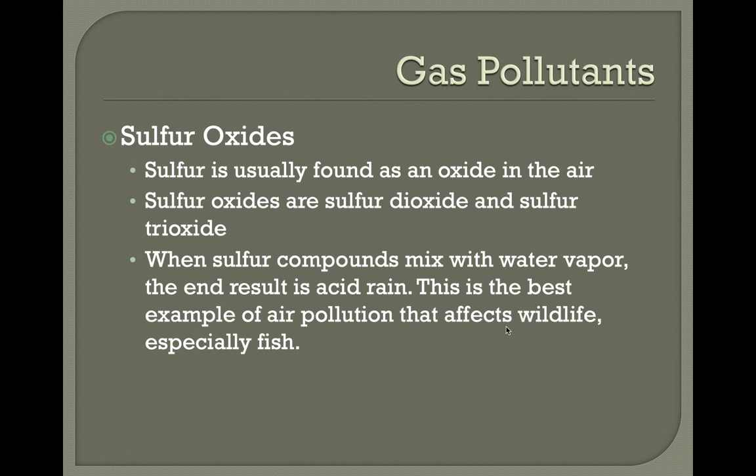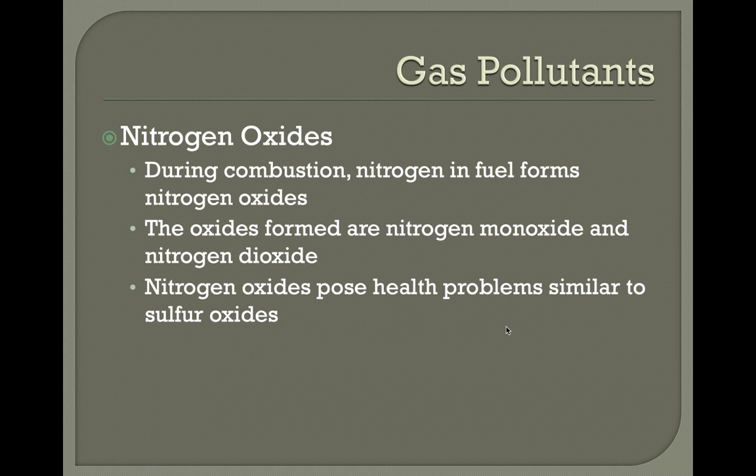It's going to affect a lot of wildlife, especially fish, because that rain is going to fall into surface water, whether it be ponds or lakes or streams, and those are going to be the animals that are going to be most affected by something like sulfur dioxide. So an animal that lives in the water is going to be most affected by air pollution, which seems crazy, but it's true. Nitrogen oxides, this is what's going to be formed during combustion, and we're looking at very similar health conditions with nitrogen oxides as with sulfur oxides. Again, some issues with acid rain and things like that.